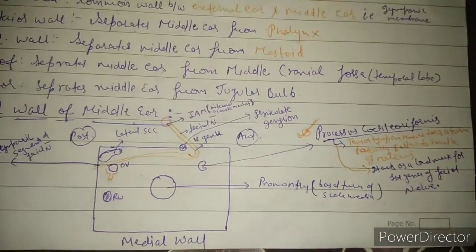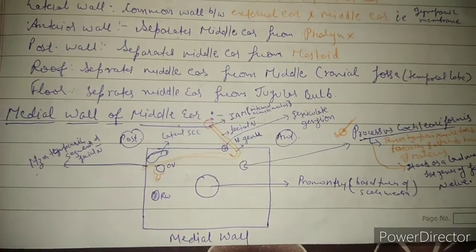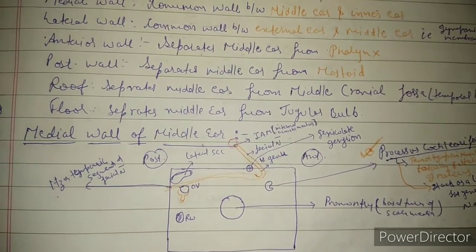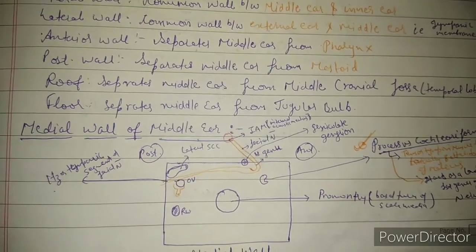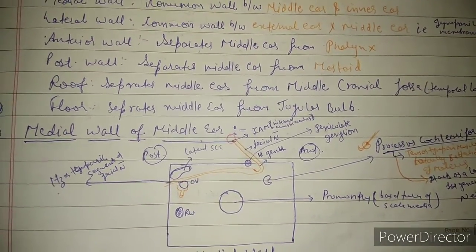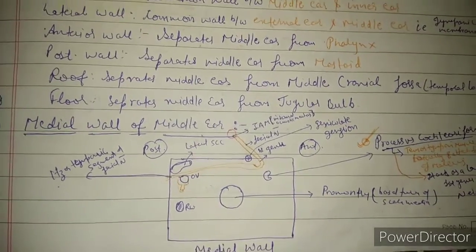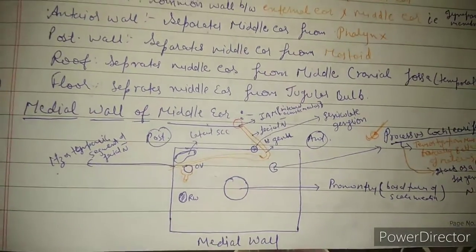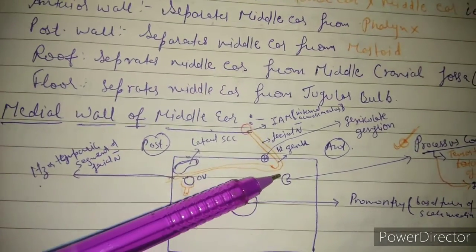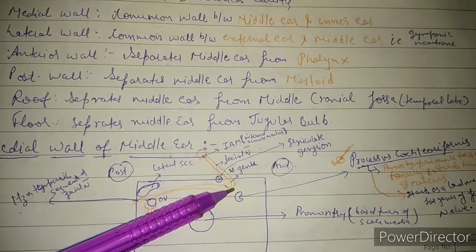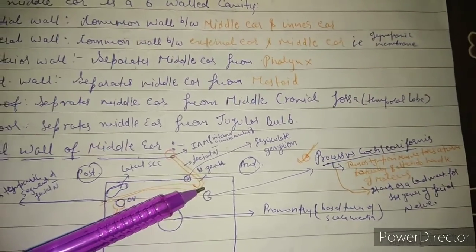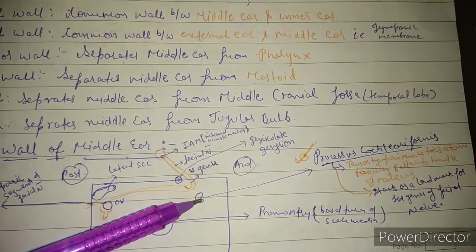So guys, just focus on this picture. As I have made this picture, please see the structures anteriorly and posteriorly. In the medial wall, we have some structures which are present on the medial wall of the middle ear. So guys, anteriorly, as you are seeing in this picture, we have, I'll show you with the pen, just wait. This structure is known as processus cochleariformis.